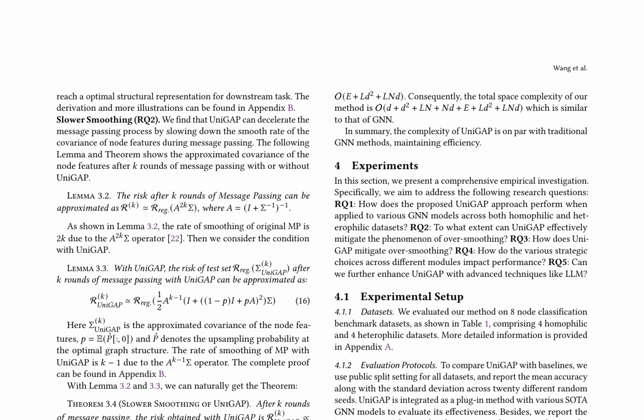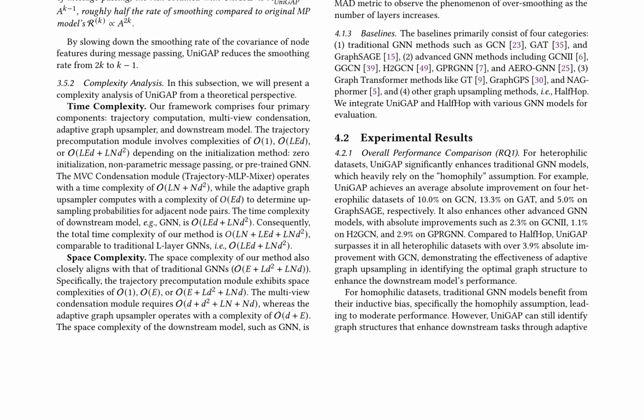The experimental setup involves evaluating UniGAP on 8 node classification benchmark datasets, comprising 4 homophilic and 4 heterophilic datasets. The results are compared with various baselines, including traditional GNN methods, advanced GNN methods, graph transformer methods, and other graph upsampling methods. The evaluation protocols involve using public split settings, reporting the mean accuracy along with the standard deviation across 20 different random seeds, and integrating UniGAP as a plug-in method with various SOTA GNN models.